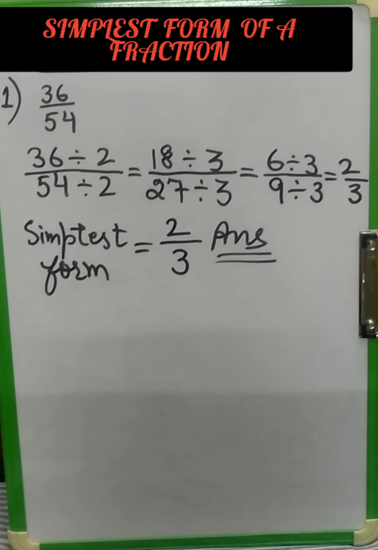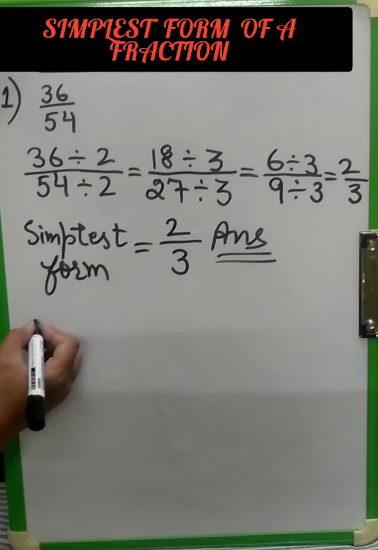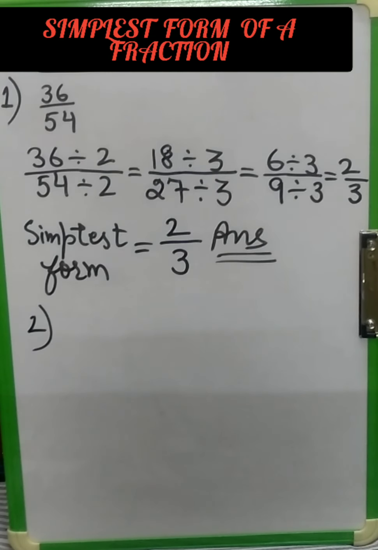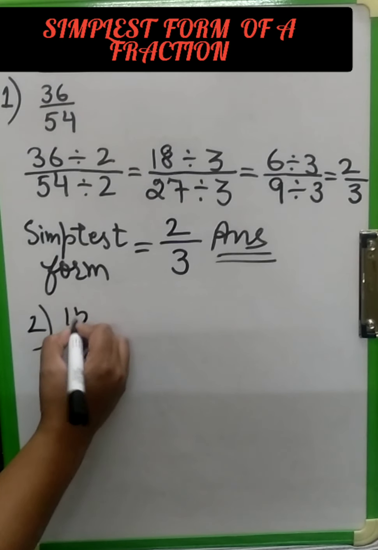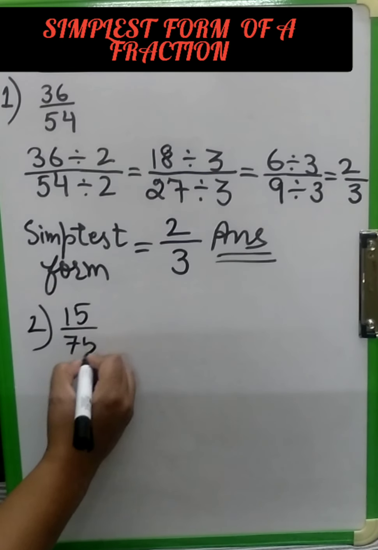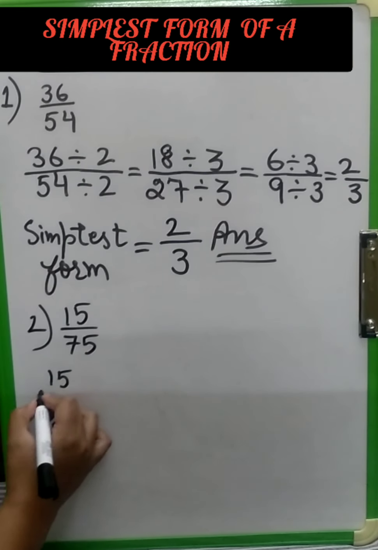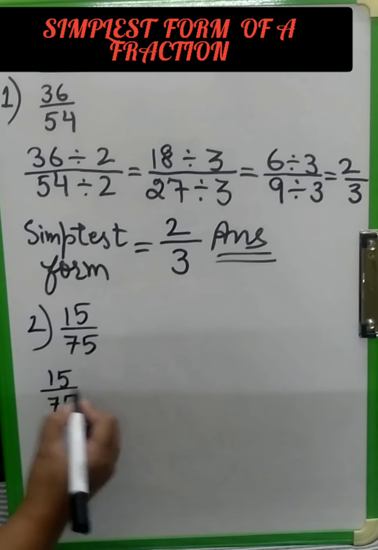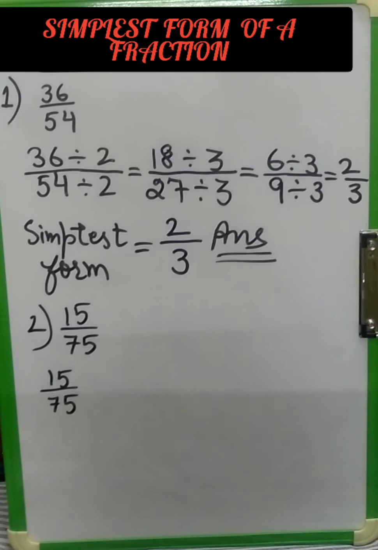Right. We can discuss one more example now. So we have 15 upon 75. Now I am going to discuss the second example. It says 15 upon 75. Again we will be finding equivalent fractions by dividing both numerator and denominator by the same number until we get no common factor other than 1.